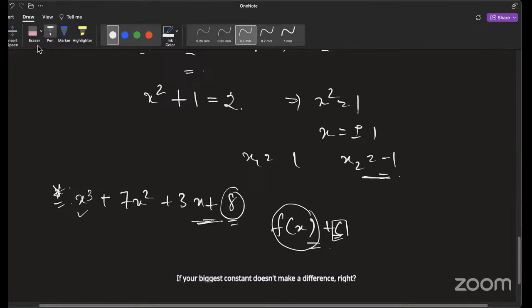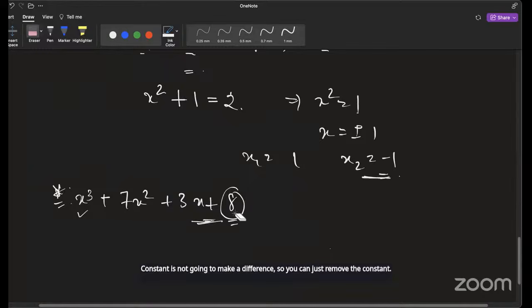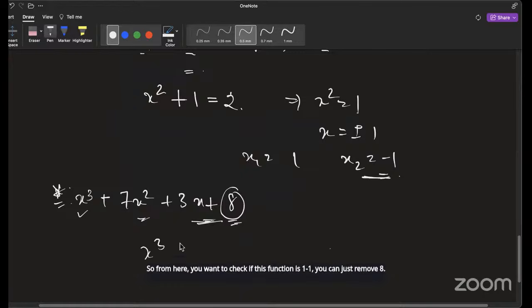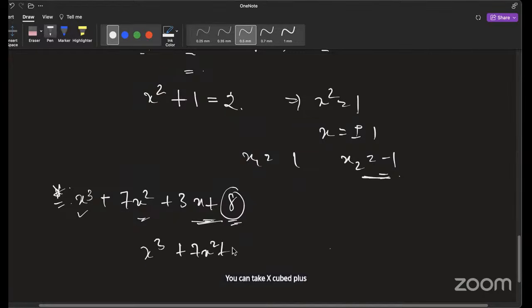Difference, right? A constant is not going to make a difference, so you can just remove the constant. So from here, if you want to check if this function is 1-1, you can just remove 8. You can take x cubed plus 7x squared plus 3x. So if this function is 1-1, then this thing is also going to be 1-1.